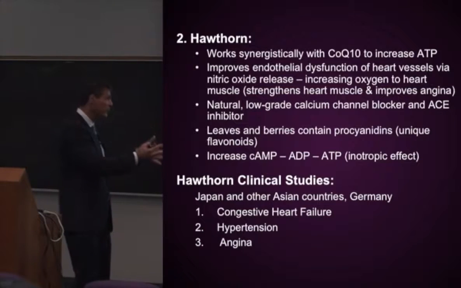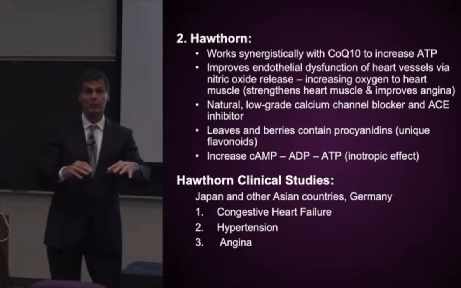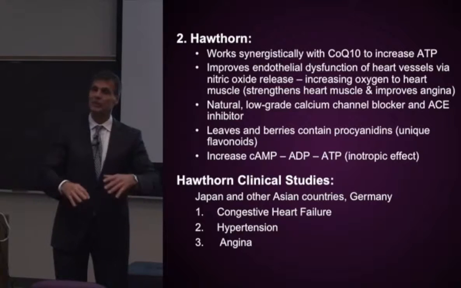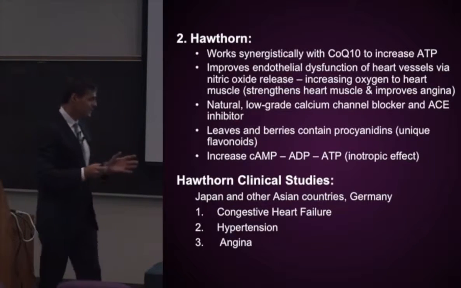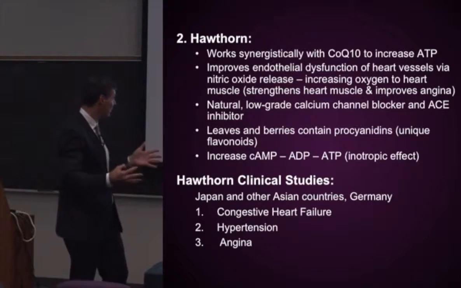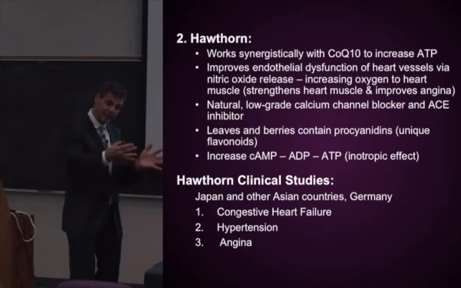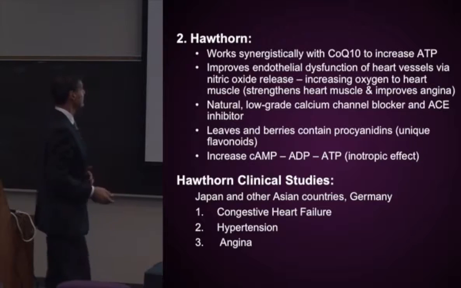It has a natural blood pressure lowering effect by acting as a calcium channel blocker and an ACE inhibitor, sort of mildly. So if the person's blood pressure is high, it can help to bring it down. If it's already low, it's not going to drop it through the floor any lower. It's the leaves and the berries that contain the active flavonoid components that make this thing work so well. Again, increasing cyclic AMP. From there, you add a phosphate, you get AMP. With the help of CoQ10, you now get ATP.